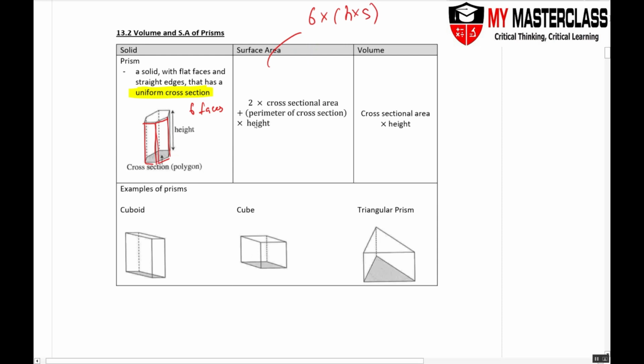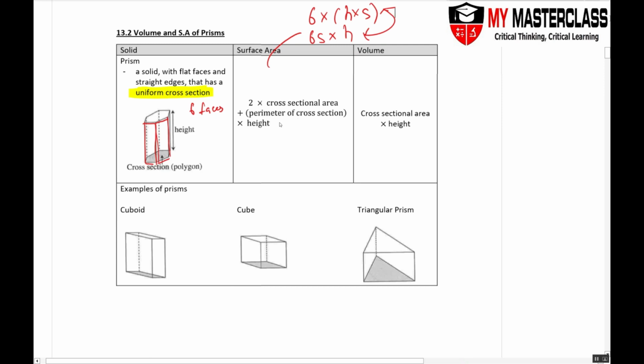If I compare it to this, perimeter of cross section essentially is 6S, right? Because 6 times the sides of the polygon. In this case, this is your 6-sided polygon, which means the hexagon, times the height here, which is the length of the rectangle we were talking about. So times H. So essentially, these two are equivalent. That is why you have this short form or direct method of using perimeter of cross section times height.